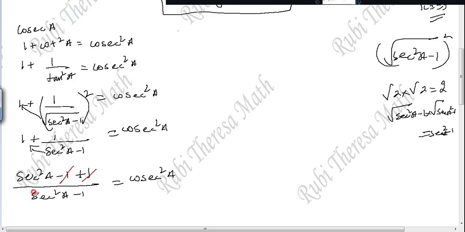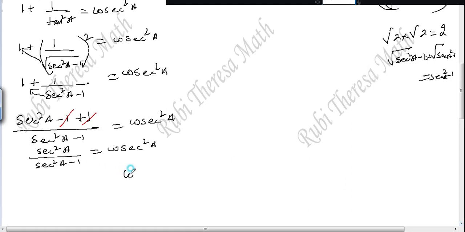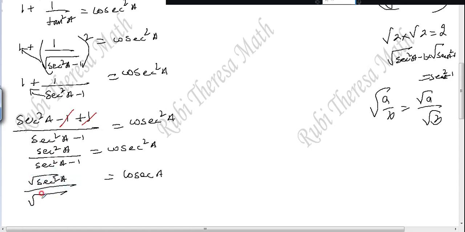So what is remaining here? Secant squared A divided by secant squared A minus 1. That is equal to what? Cosecant squared A. But what do you want to find out? Cosecant A. That is the root of it. So root of A by B equal to root A by root B, isn't it? So you can put root separately for numerator and denominator. Root of secant squared A divided by root of secant squared A minus 1.